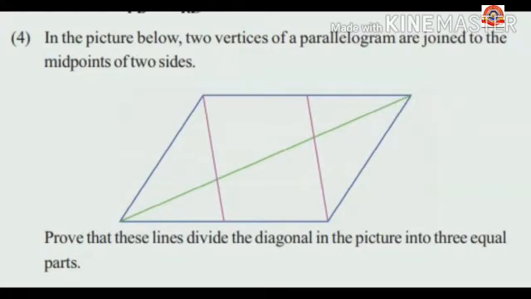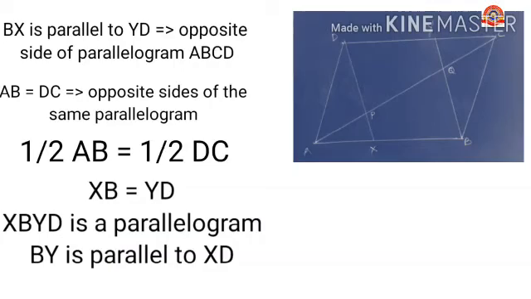Here we have to prove DX and YB divide the line AC into three equal parts. Look at the figure. BX is parallel to YD because opposite sides of parallelogram ABCD. Consider it as the first equation. AB is equal to DC because opposite sides of the same parallelogram. Therefore, half of AB is equal to half of DC. That is, XB is equal to YD. Consider it as the second equation. Here, XBYD is a parallelogram from 1 and 2. So, BY is parallel to XD.